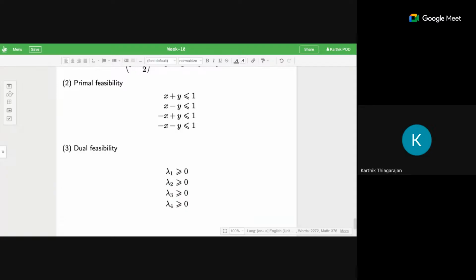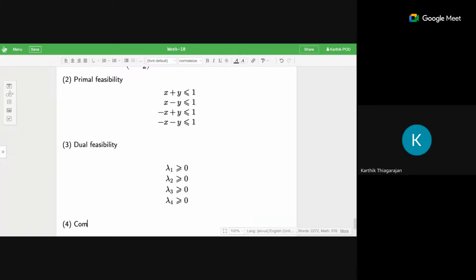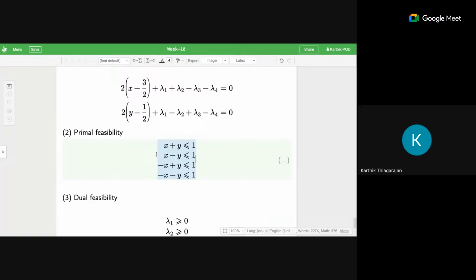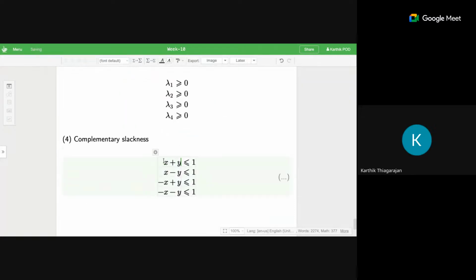Finally, once again, how many conditions for complementary slackness? 4 again. So we'll just copy this, paste it here, bring all of this to one side, and multiply by their corresponding lambdas. So this is lambda 1, this will be lambda 2 into x minus y minus 1 equal to 0, and lambda 3 into minus 1 equal to 0, and lambda 4. So that is complementary slackness.